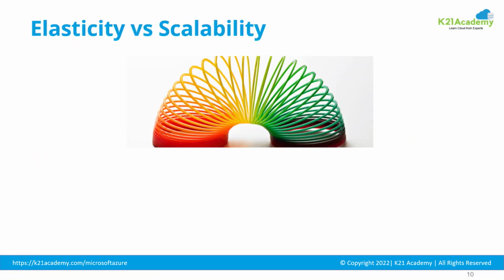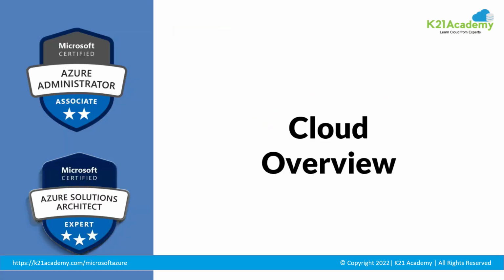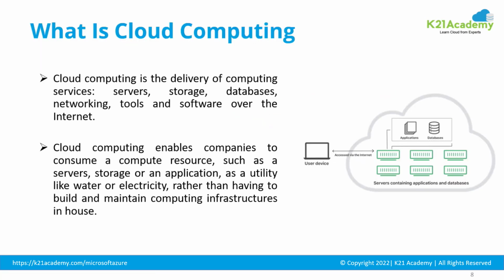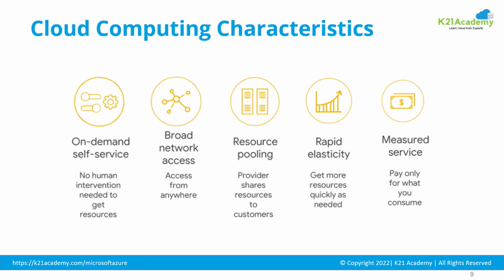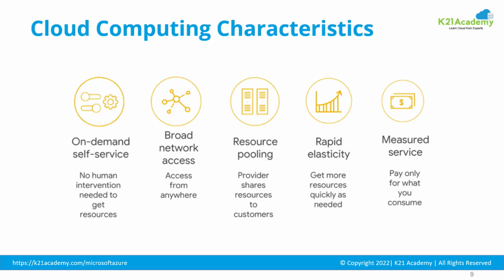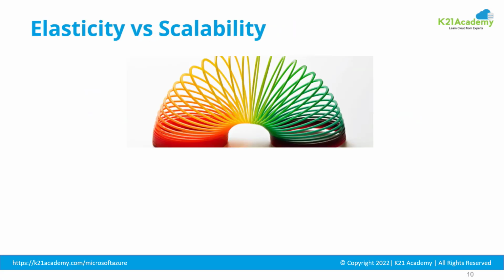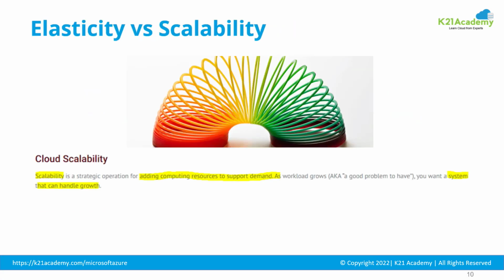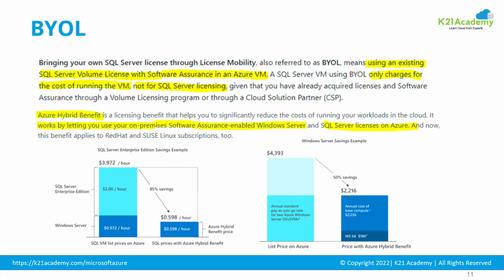So this is just a quick recap on cloud computing. Cloud computing is a set of resources on the cloud which you can provision on demand to run your applications, including databases. The characteristics of cloud include on demand, broad network access, resource pooling, elasticity, and measured services, like the pay-as-you-go model. You also understood elasticity versus scalability and bring your own license.